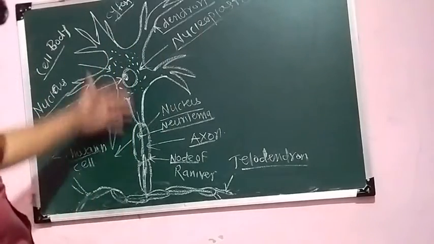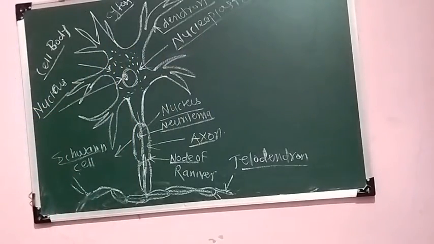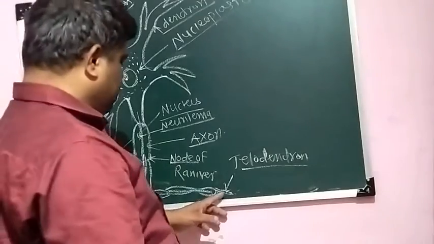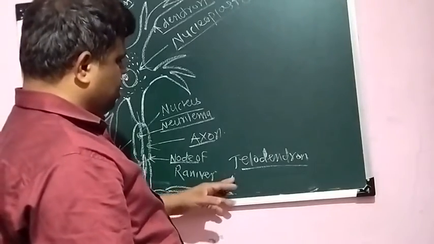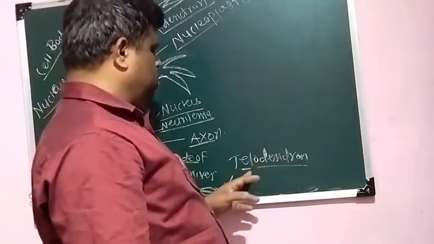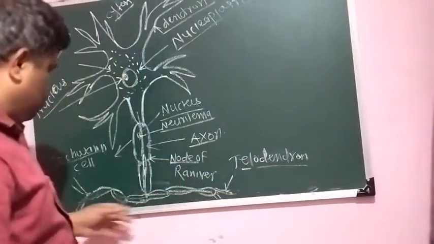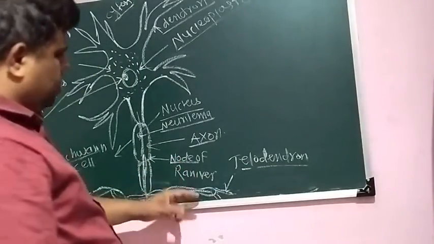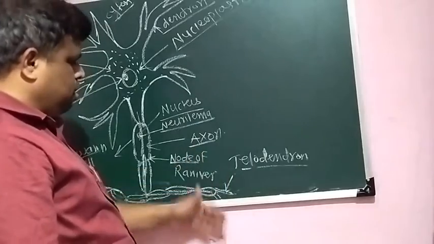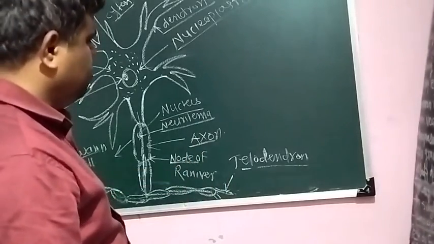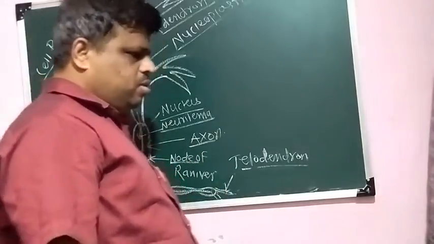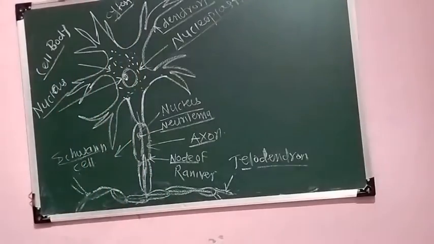So this is simply regarding a typical structure of the neuron. And then you can see the branched structure, that is the telodendron. Telodendron is a branched structure towards the end portion, or the posterior part, of this particular neuron, and that is called a telodendron. So this is simply regarding the structure of a neuron.